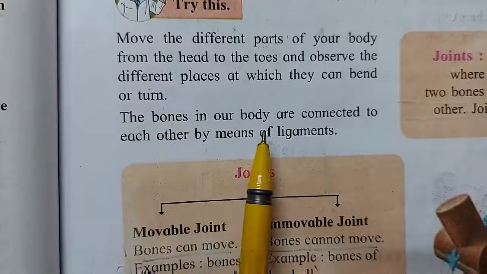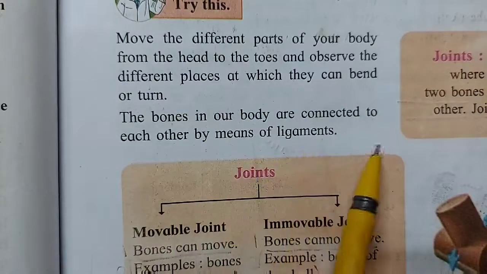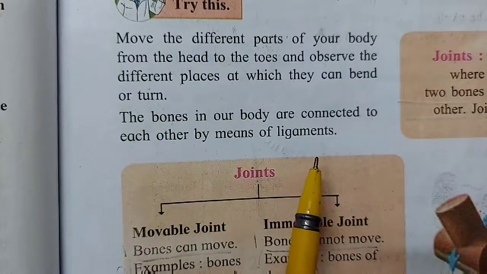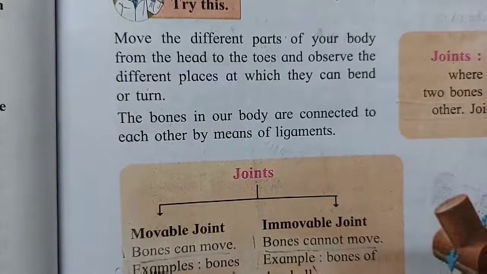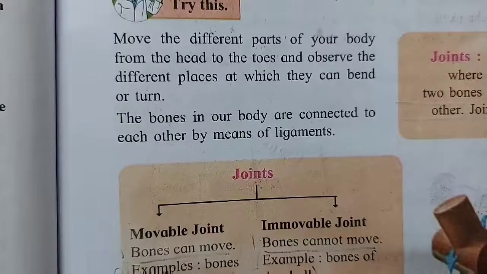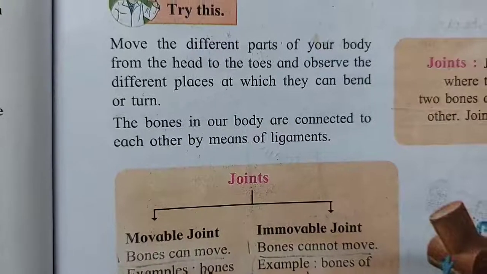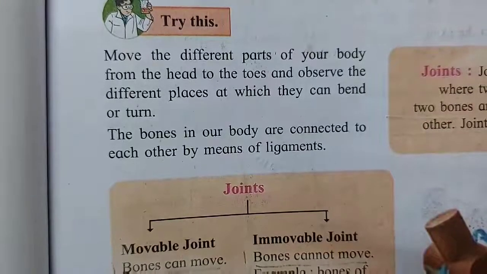The bones in our body are connected to each other by means of ligaments. The joining thing is called the ligament, the joining of bones. Now you need something to join 2 hard things, no? That is called the ligament. Now just imagine if your backbone was a single straight bone, would it be possible for us to bend down and pick up some things?